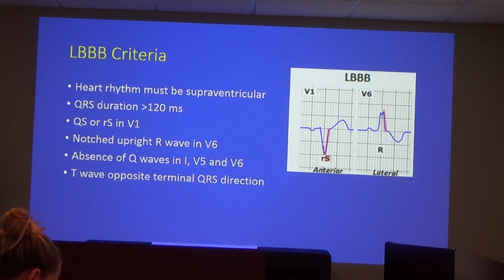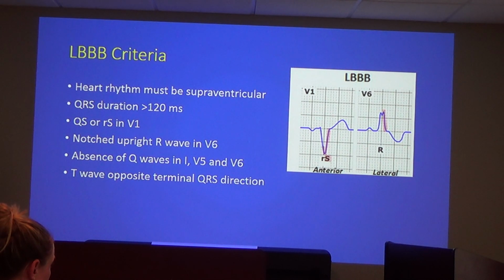Typically you'll have a QS in V1, and these are kind of little code words we use. QS means there's no R, it's just downward, so Q is down and S is down. Or you can have a little R with an S, where you still have a little bit of that septal conduction. Either way, it's almost all downward in lead V1. It's wider, 3 boxes wide at least, and it's notched in V6.